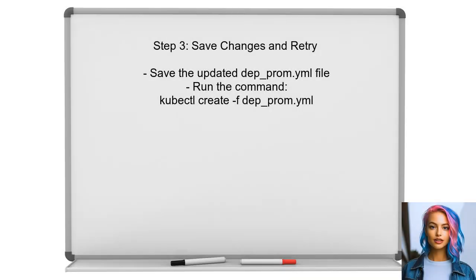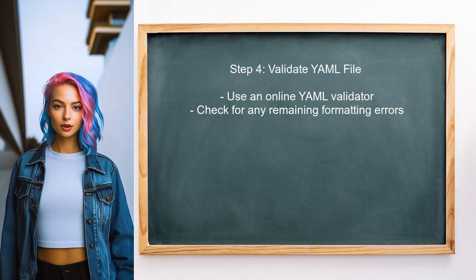After making these changes, the user should save the YAML file and try running the command again. This should resolve the mapping values error. If the user still encounters issues, they should validate the YAML file using an online YAML validator. This can help identify any remaining formatting problems.